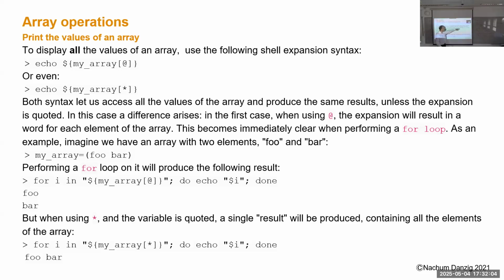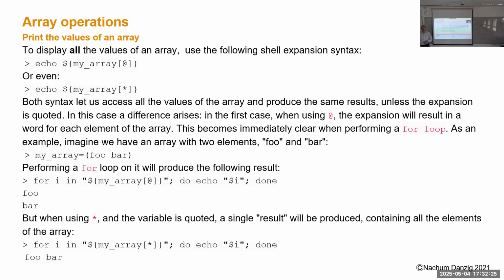This becomes immediately clear with a for loop, as in this example. Imagine we have an array with two elements, foo and bar. So we have an array with foo and bar. And then we do it like this: for I in, and then I write quotation marks. If I didn't write quotation marks, then both of these would be the same. But I wrote quotation marks here, for whatever reason.